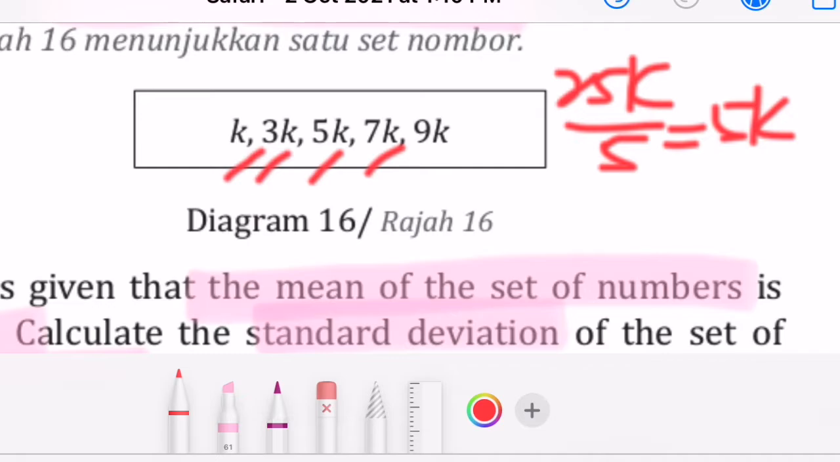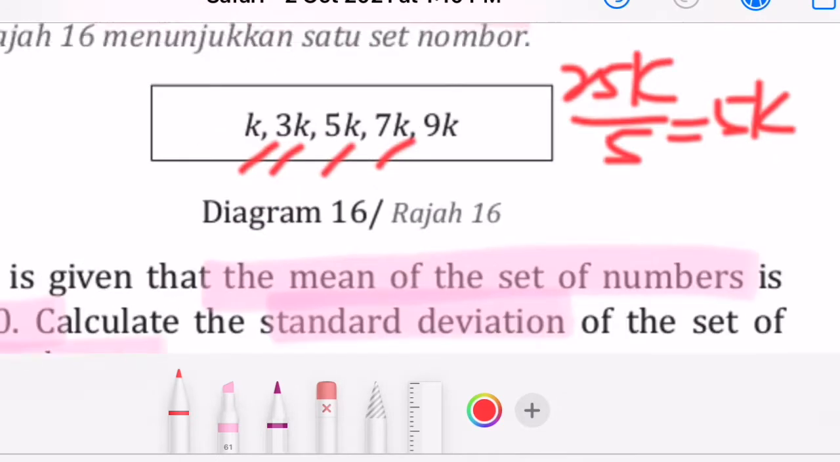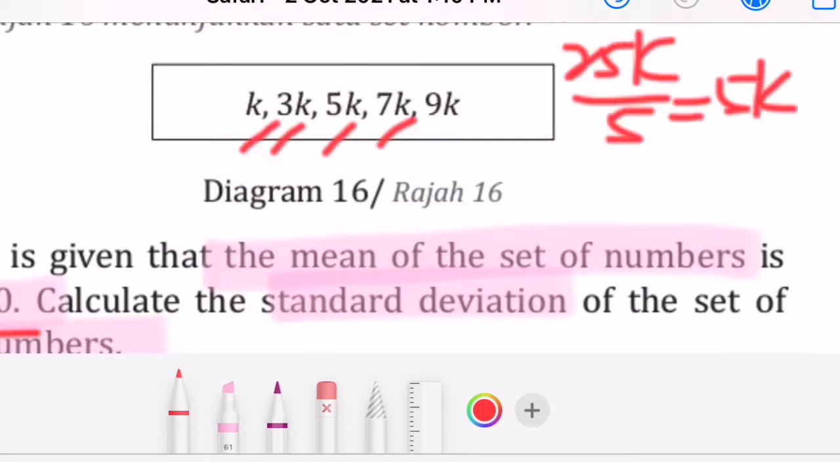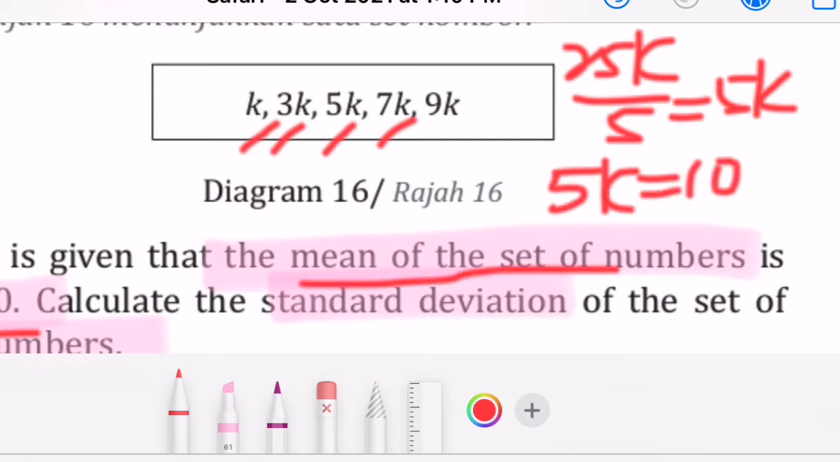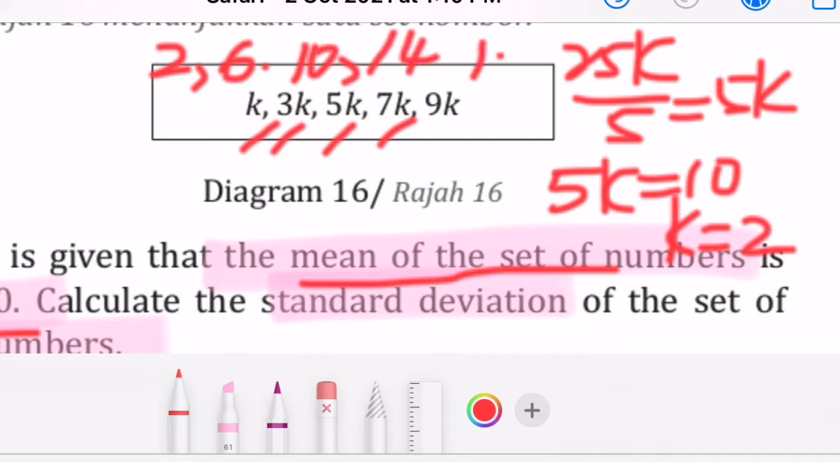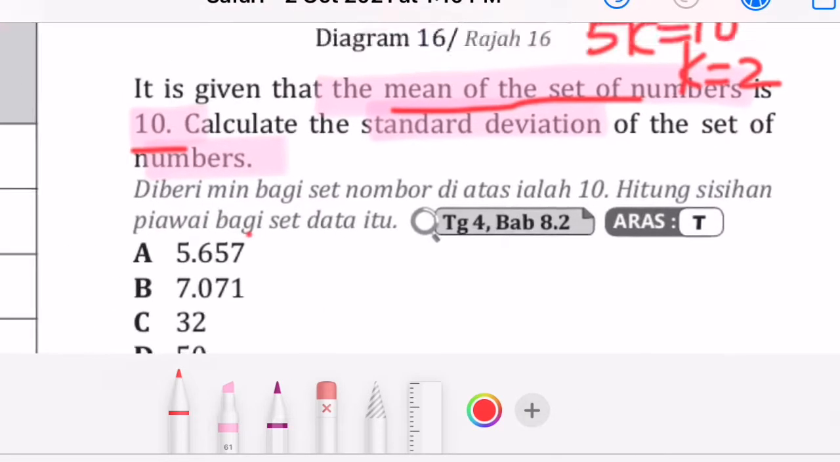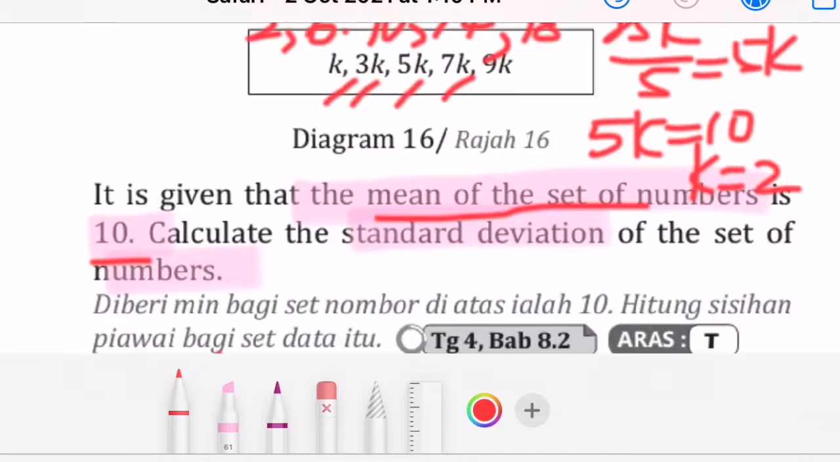This is the mean. Then the question says the mean is 10. So 5k equals 10, right? The mean of the set of numbers is 10. So k is 2. Alright, so we got 2, we got 6, we got 5 times 2, 10. We got 7 times 2, 14, and 18, right? So we are going to find the standard deviation.